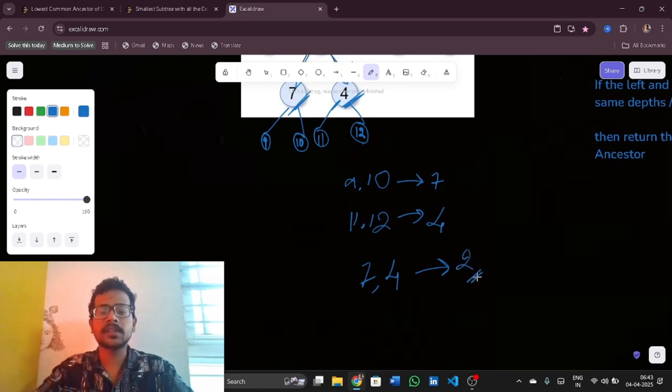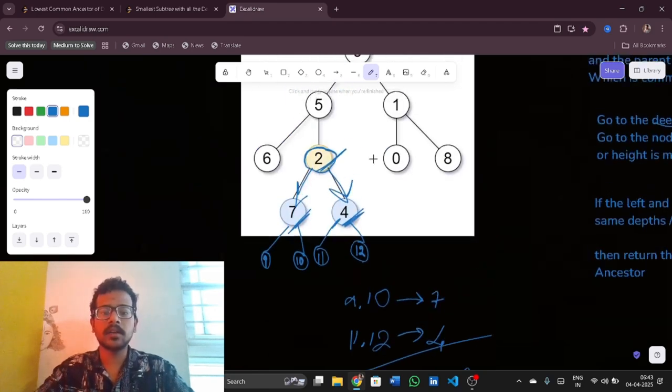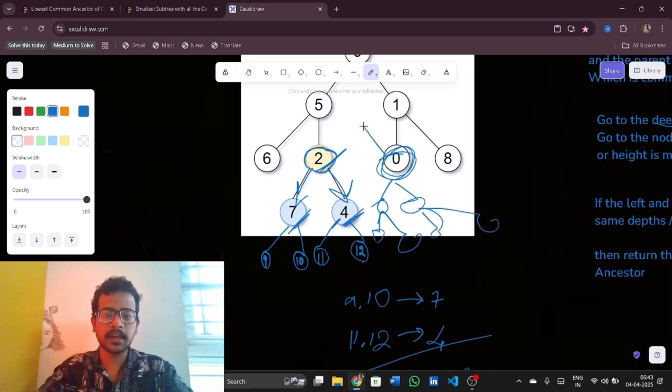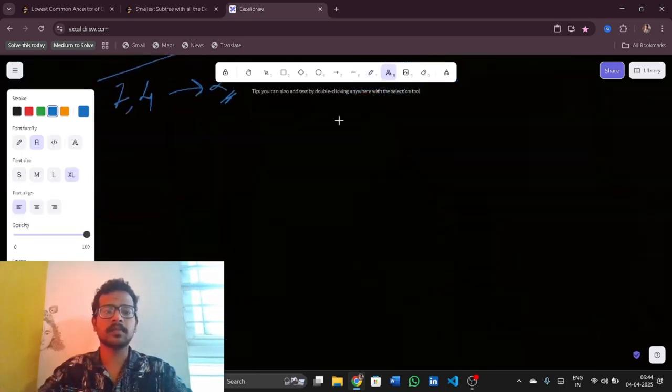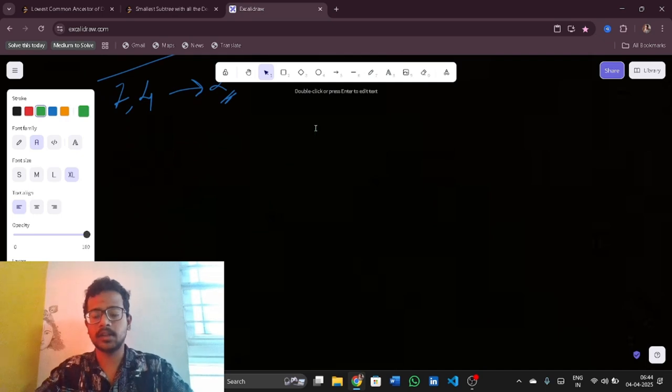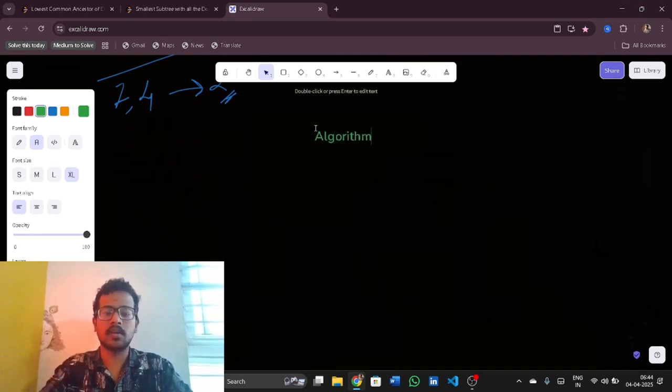Now, 2 has no further common node. But if it is connected to another node like this, 5, then I will return 5 as the least common ancestor. So if the left and right subtrees have the same depths or heights, then return that node as the least common ancestor. I think you got the intuition of how this works.